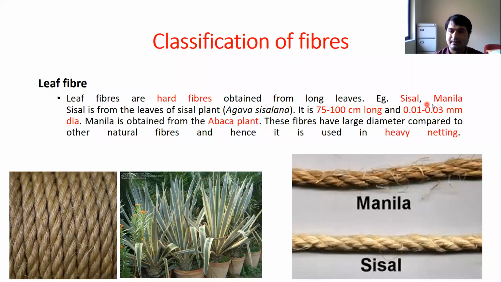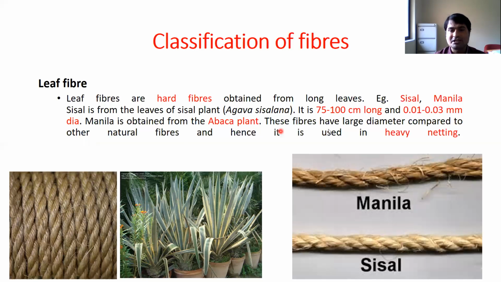Examples are sisal and manila, and this sisal is from the leaves of the sisal plant. The plant's scientific name you have to remember: Agave sisalana. Agave sisalana, this is the scientific name of the sisal plant. And then manila is from the abaca plant. Sisal has a length of 75 to 100 centimeter and 0.01 to 0.03 mm in diameter.